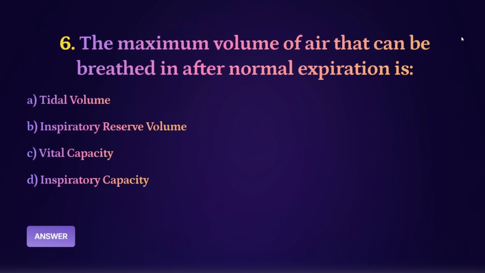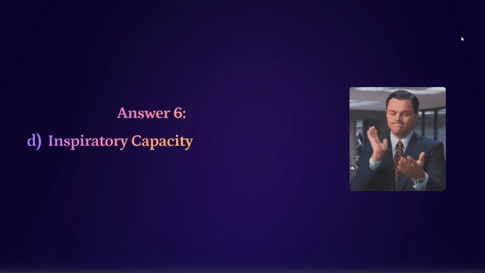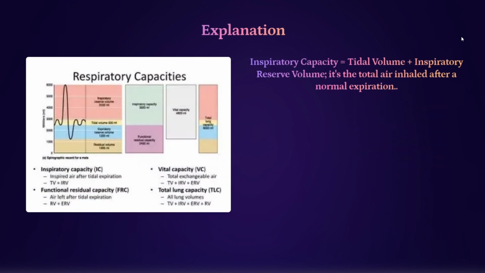Question number 6. The maximum volume of air that can be breathed in after normal expiration is called, options are A. tidal volume, B. inspiratory reserve volume, option C, vital capacity, or option D, inspiratory capacity. The correct answer is option D, inspiratory capacity. Inspiratory capacity is tidal volume plus inspiratory reserve volume. So it's the total air inhaled after a normal expiration.